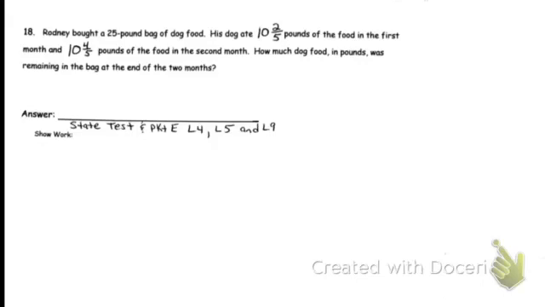Let's take a look at question number 18. Rodney bought a 25-pound bag of dog food. So I'm picturing one of those big, heavy bags of dog food. His dog ate, whole numbers, 10 pounds of the food in the first month and 10 pounds of the food in the second month. How much dog food in pounds was remaining in the bag at the end of the month?